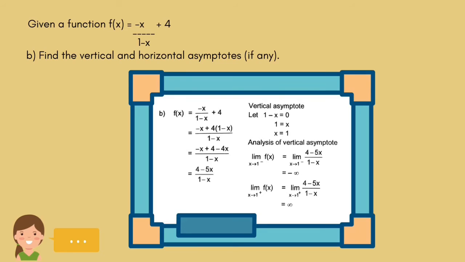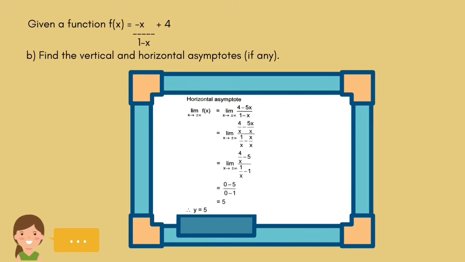For B, we have to find the vertical and horizontal asymptotes if any. In order to find the vertical asymptote, we have to simplify the function. Then we take the denominator of the function and let it equal to 0, and settle it by leaving the x alone. With the value of x that we have got, use the limits method to analyze the vertical asymptote. In order to find the horizontal asymptote, we use the infinite limits method.